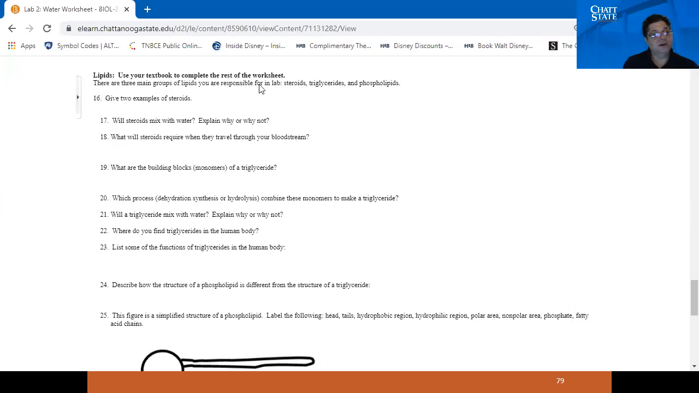So the same old thing here. What will steroids require to travel through the bloodstream? Kind of like what we saw with the fat-soluble vitamins. They will need what's called a transport protein, that raft again that I was talking about. Something to bond to, a special bond, so they can travel through the bloodstream.